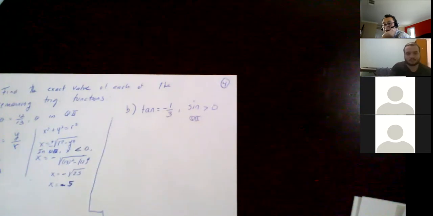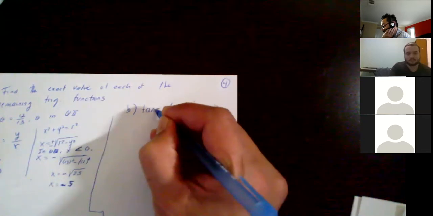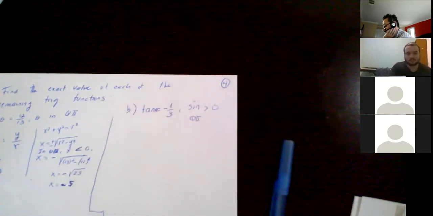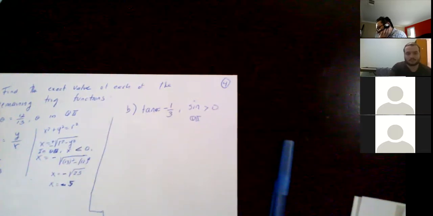Remember that by definition, well, let me give you another minute to try it, and then we'll try it together. Let's just remember, by definition, tangent of theta, I'm missing the theta right there, tangent of theta is sine over cosine, or y over x.